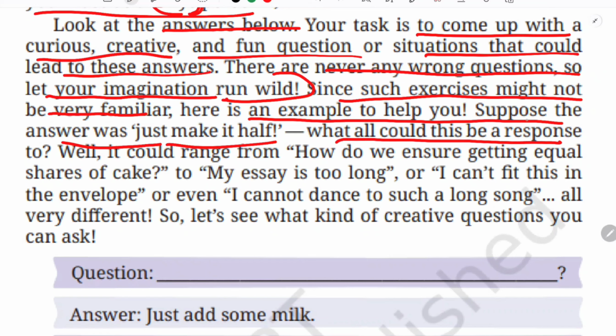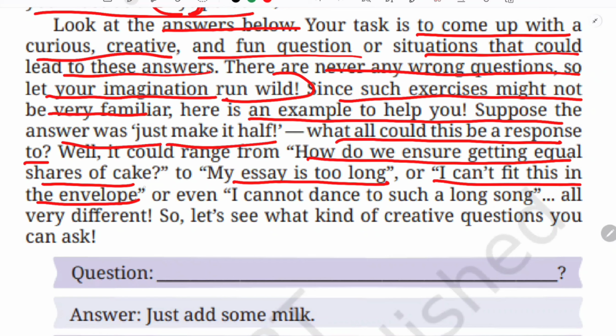What could all be a response to? Well, it could range from how do we ensure getting equal shares of cake, or my essay is too long, or I can't fit this in the envelope, or even I cannot dance to such a long song. So all are different, isn't it? All the answers can be half, just make it half. If you are asked how do we ensure getting equal shares of cake, the answer might be just make it half. If you say my essay is too long, then my answer will be just make it half. And if your question is I can't fit into the envelope, then I can tell you just make it half, isn't it? So these can be the possible questions for the answer, just make it half.